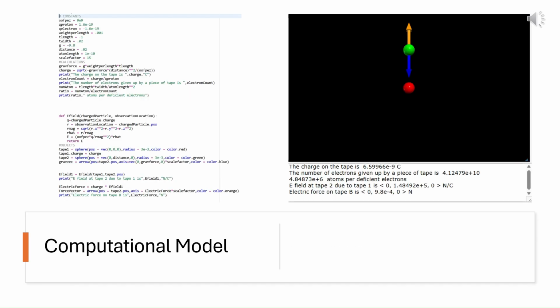On the left, at the top, are my initial conditions, and then beneath are my calculations, and then beneath that is my function called E field, and then below that is where I define my objects, such as the spheres, which are the tapes, and then the arrows, which are the forces. And on the right are my results in my computational model.